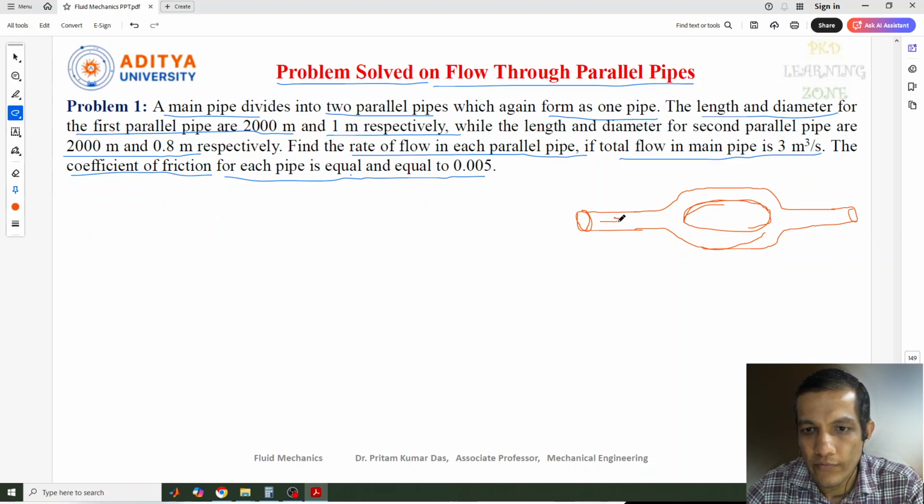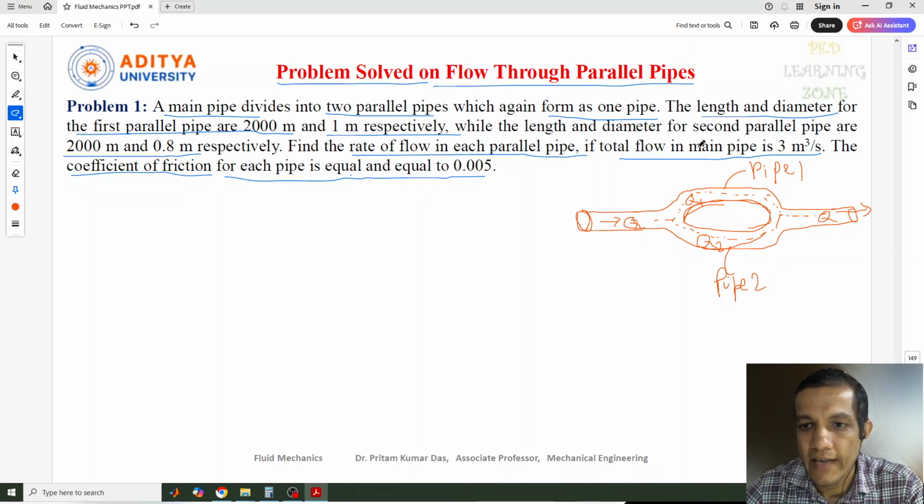Now suppose the fluid is flowing with a flow rate of Q, and this fluid is dividing into two different branches. This is one branch and this is another branch. After dividing, again it is forming one pipe. That means the discharge Q is divided into Q1 and Q2, and after some time when it forms one pipe again, it is Q. So suppose this is pipe 1 and this is pipe 2.